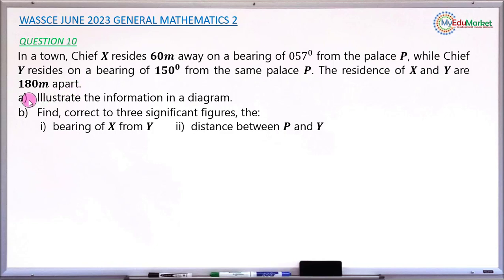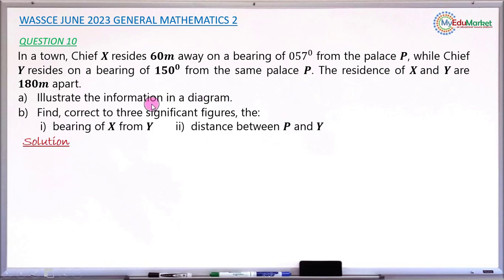The question asked here, number A, asks us to illustrate the information in a diagram. And question number B asks us to find, correct to three significant figures, Roman 1, the bearing of the residence of Chief X from the residence of Chief Y, and Roman 2, the distance between the palace P and the residence of Chief Y. So let's attempt to answer these questions together.